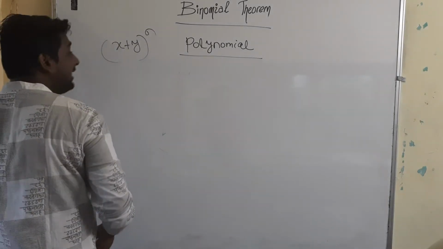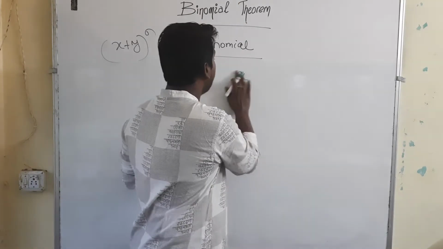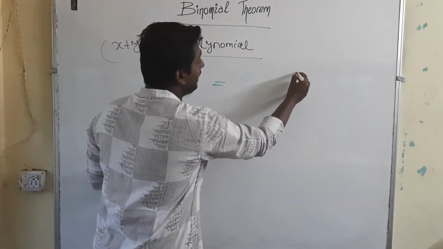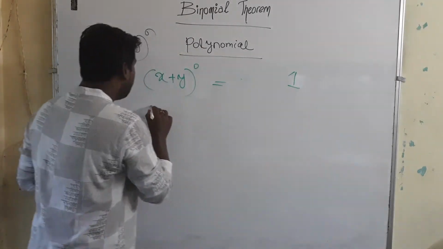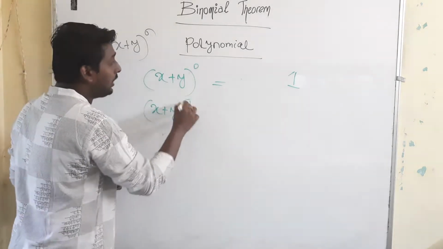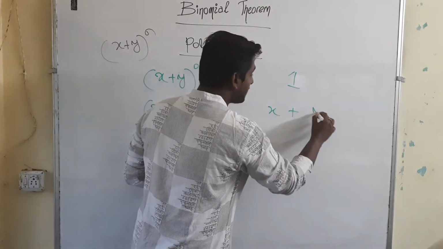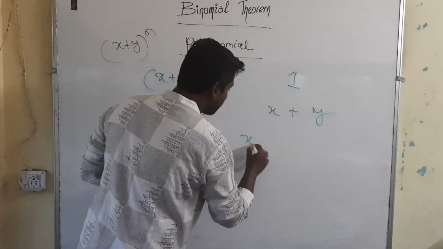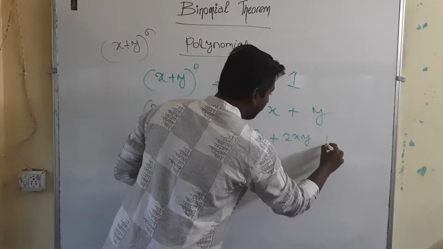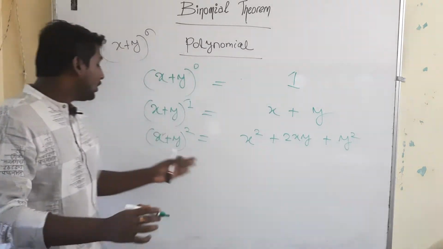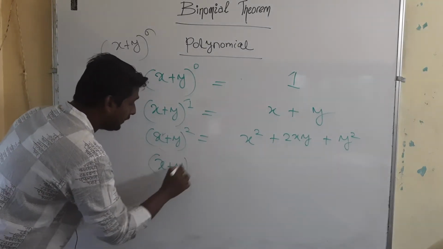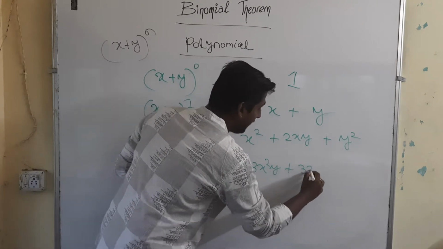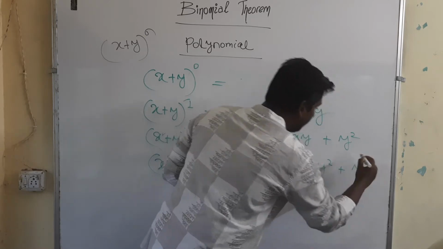If I ask you the value of x plus y to the power 0, you can easily answer that the value is equal to 1. Then x plus y to the power 1 is x plus y. If I ask you x plus y whole square, you can easily say x square plus 2xy plus y square. In the same manner, x plus y to the power 3 is x cube plus 3x square y plus 3xy square plus y cube.